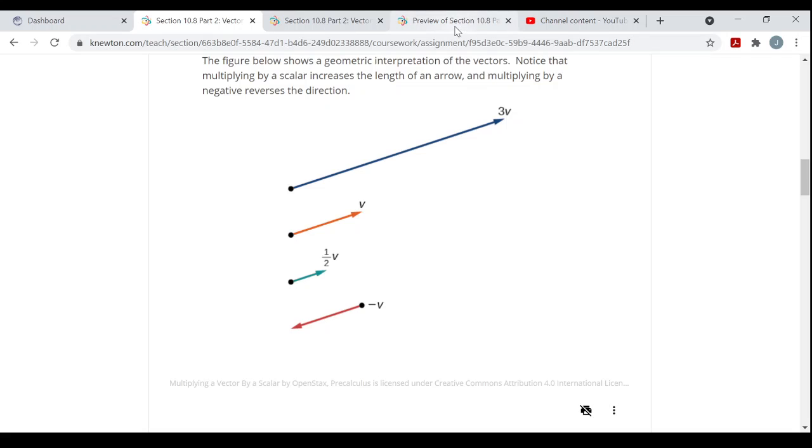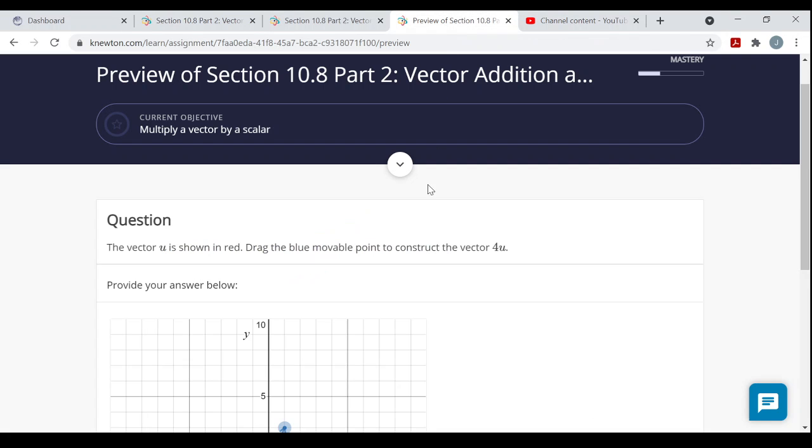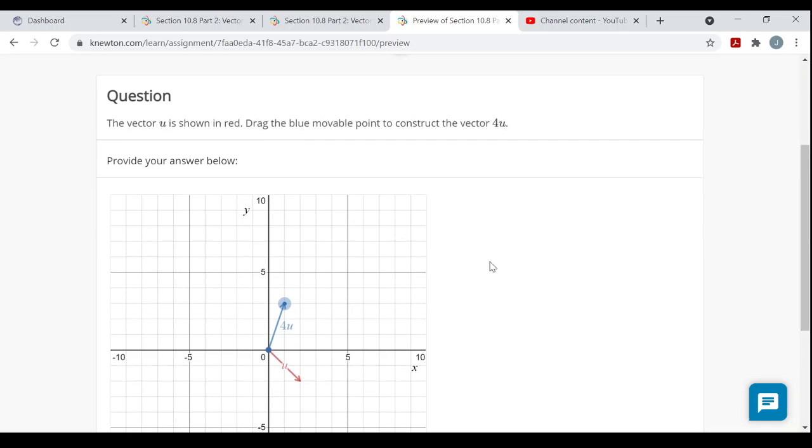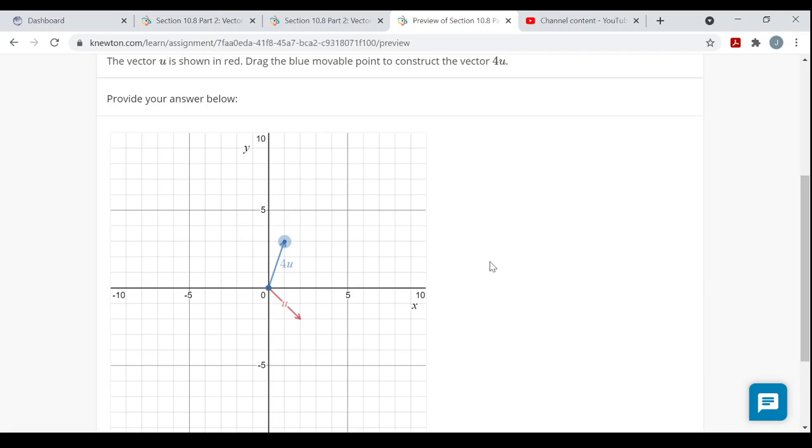So let's take a look at our question. The vector u is shown in red. Drag the blue movable point to construct the vector 4 times u. Notice that u here is a position vector, starting from the origin. So we could easily write the components of u. In fact, I'll pull up some quick paper here. Hopefully you can see it.